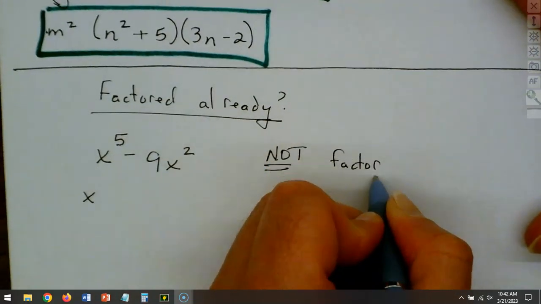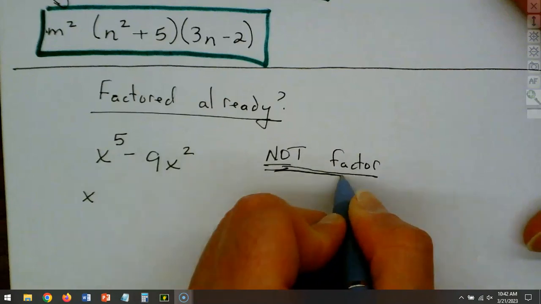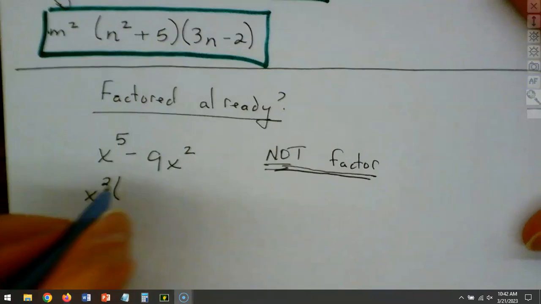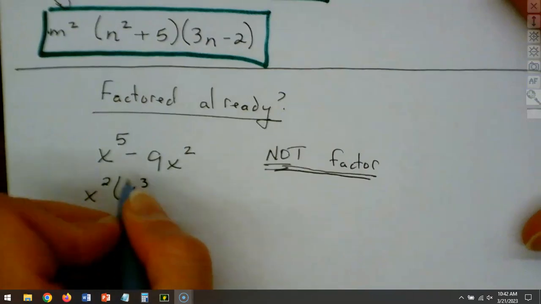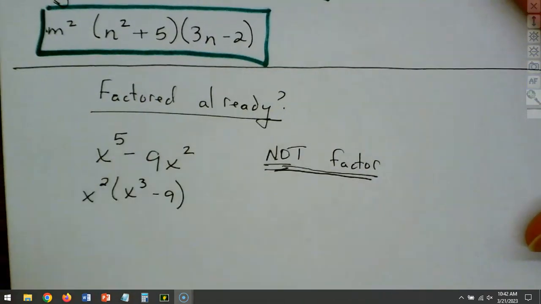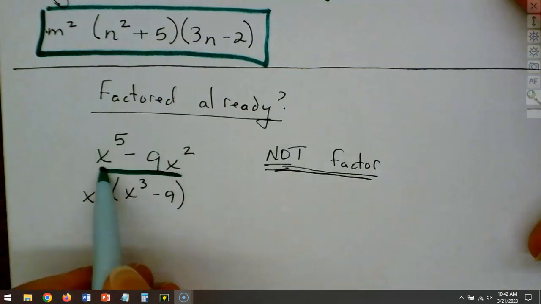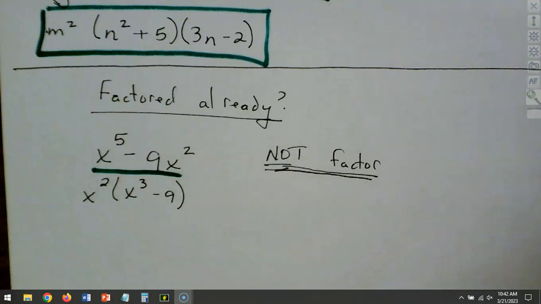So this has not been factored because I can break it down. This one's not been factored because I can take out an x squared, which would then leave you with an x cubed minus 9. Right? That's why this one has not been factored, because I can take something out of it.